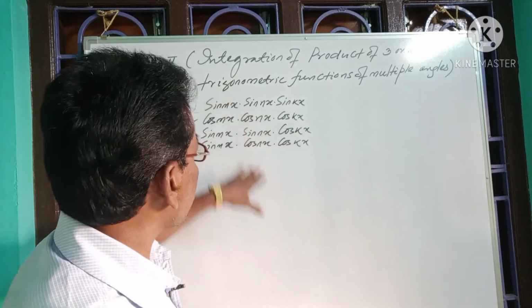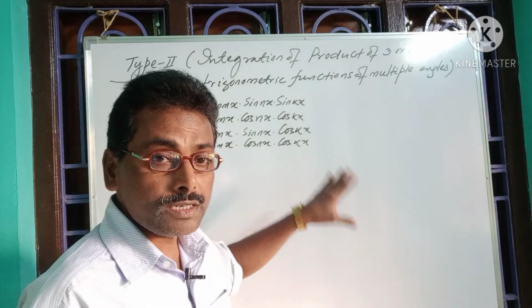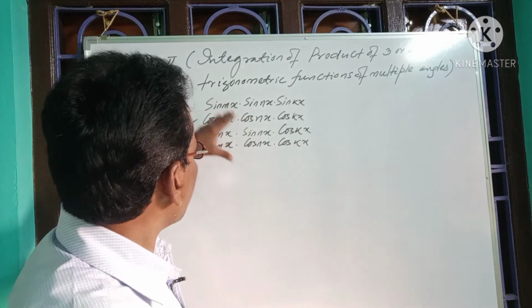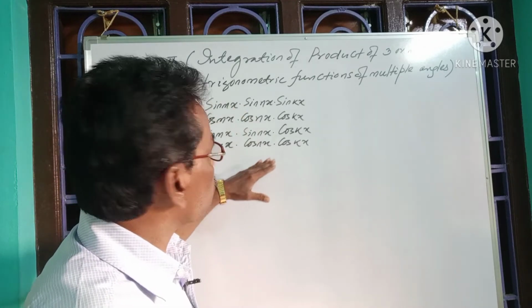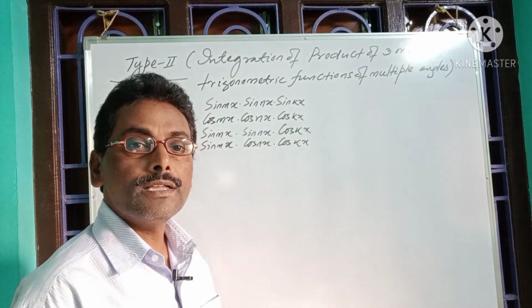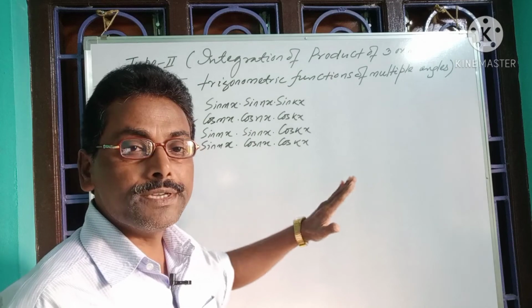These integrands are not integrable because they are in the form of a product, so they are not in standard form. To integrate them, we have to transform those integrands into a sum or difference of sine and cosine functions. So let us see how we can transform these integrands into an integrable form, so that they can be easily integrated.